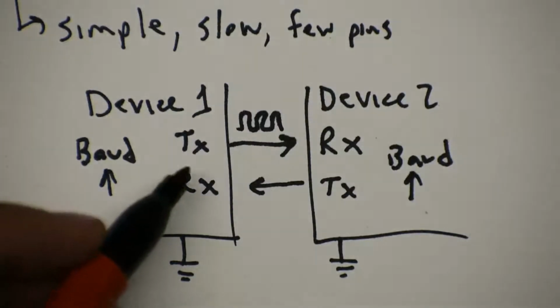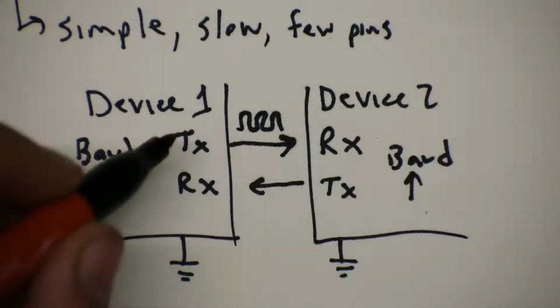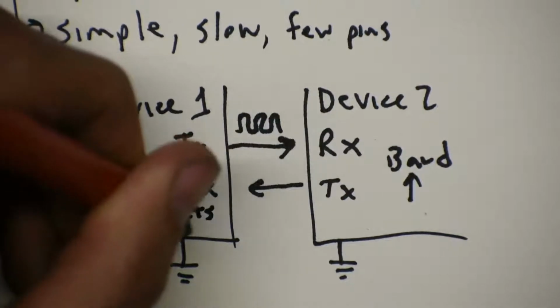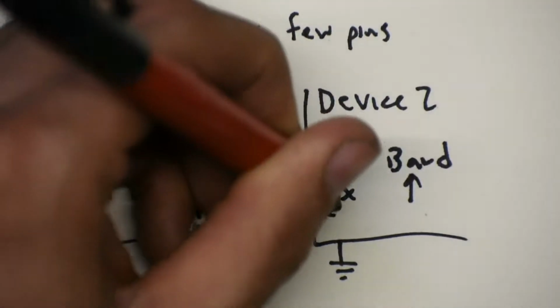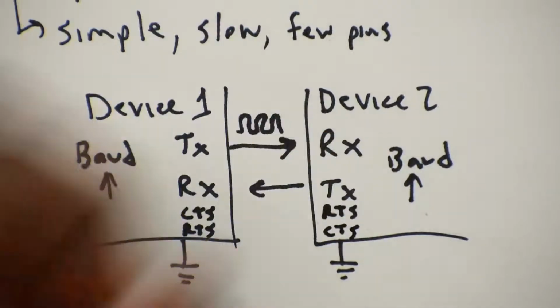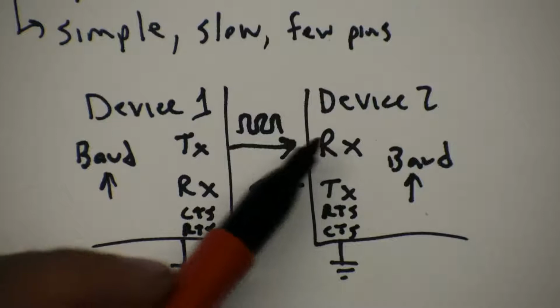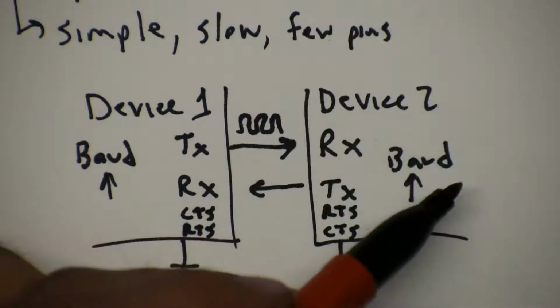Some other things that happen here with UART. Occasionally we'll see some more pins: CTS and RTS. So let's say that device 1 is sending lots of data to device 2. Device 2 has to read that data and then store it into memory.